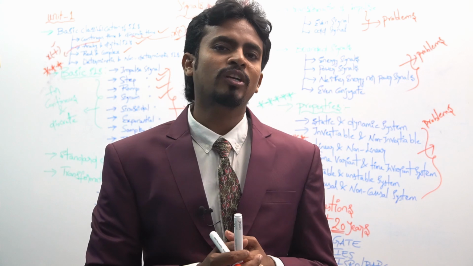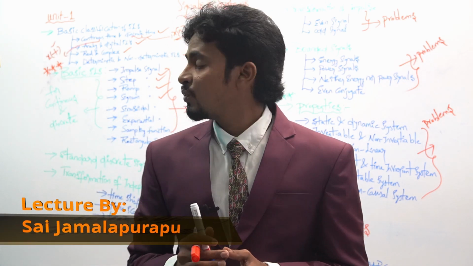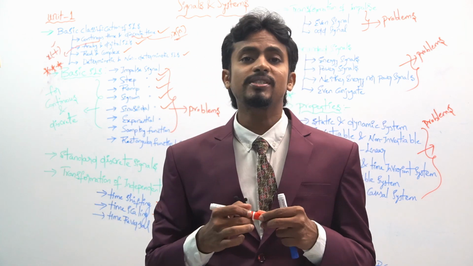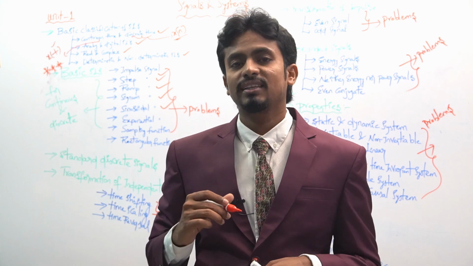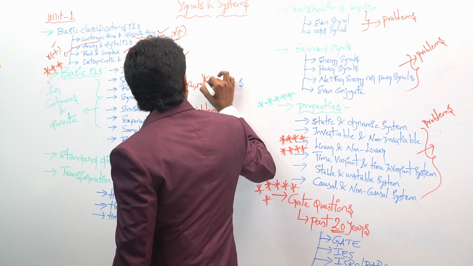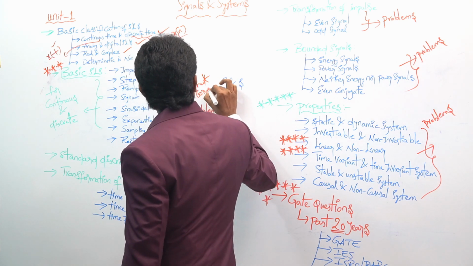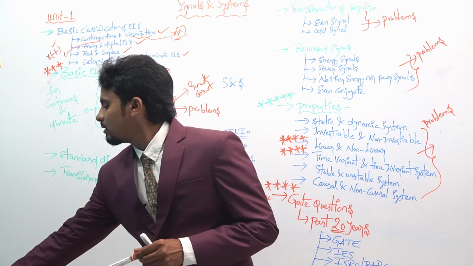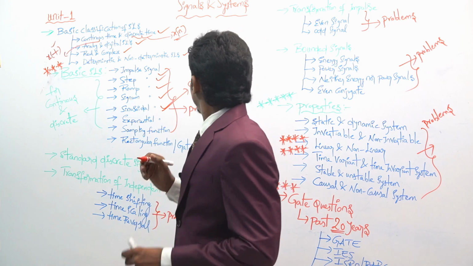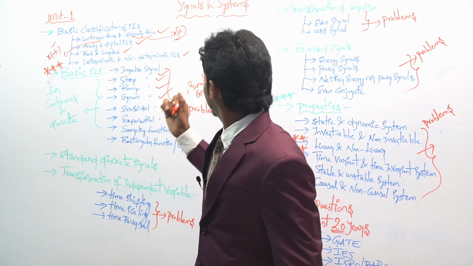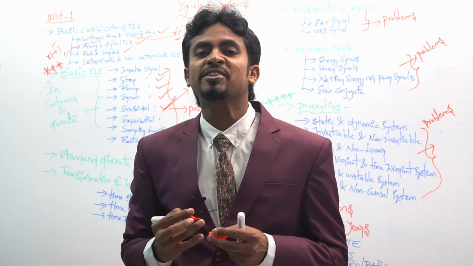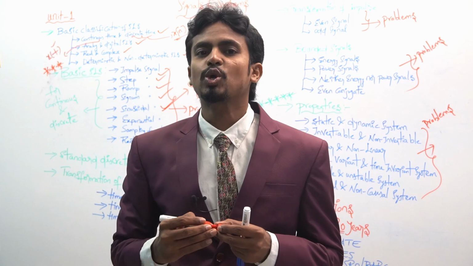And another important concept for the basic signals is the sinusoidal signal. Sinusoidal signal means we have two types: the first is sin omega t and the next is cos omega t. How the sin omega t waveform and the cos omega t waveform are represented, we can see briefly when we start the session.